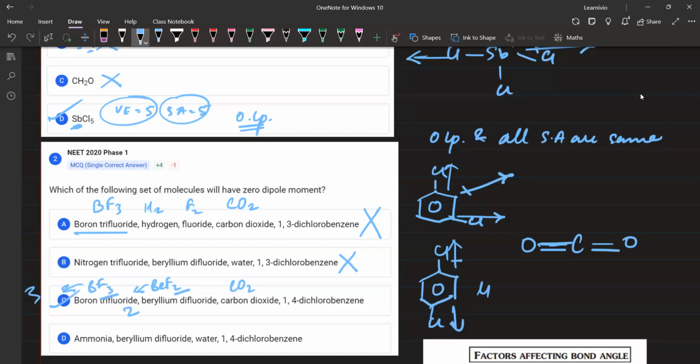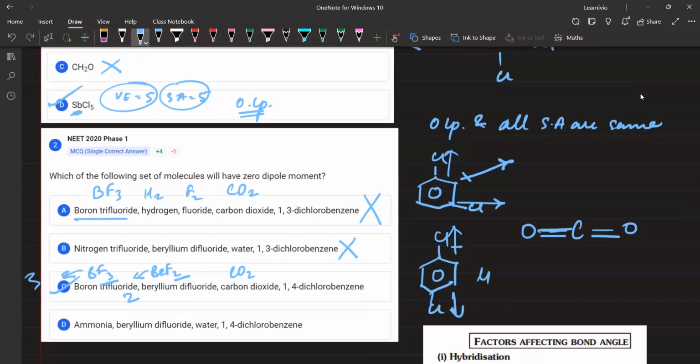All of the compounds are what? Non-polar. If I look at ammonia and everything, ammonia is going to have a lone pair, right? NH3: ammonia has 5 valence electrons, of which only 3 are being used in bonding. So there is one lone pair, so obviously there will be a dipole moment, which is like this. So this cannot be true. The correct option is going to be the C option.